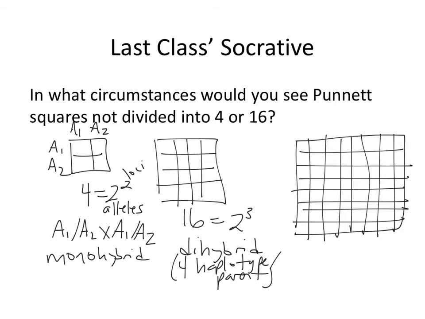So you get a 2 by 2 when you're looking at one locus, you get a 4 by 4 when you're looking at dihybrids at 2 loci. What are the exceptions then? We just saw one. If any of these loci become homozygous, then you don't have to have a square anymore, you can have a rectangle.